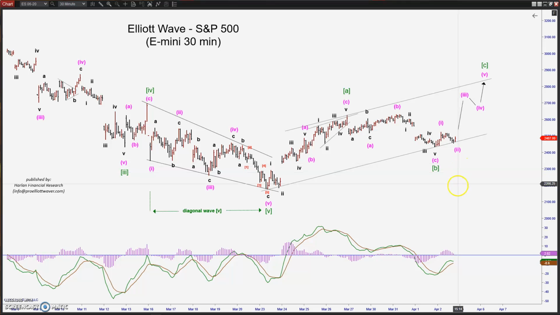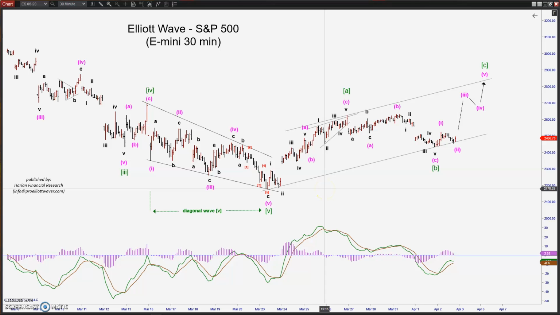And if this low is taken out, this ABC that we have labeled right here could actually be at one larger degree label, meaning that this would be A here and B and C, and this would be all of wave 2 already. And wave 3 is already starting. That would be if the market goes down and takes out this low.